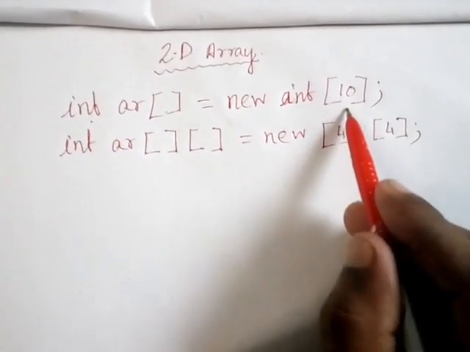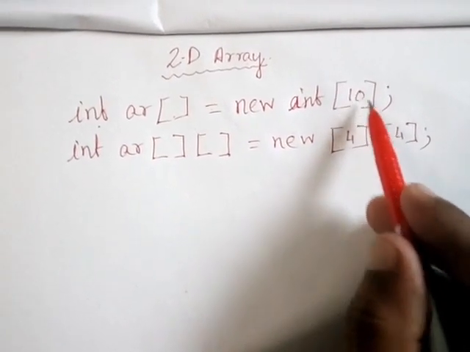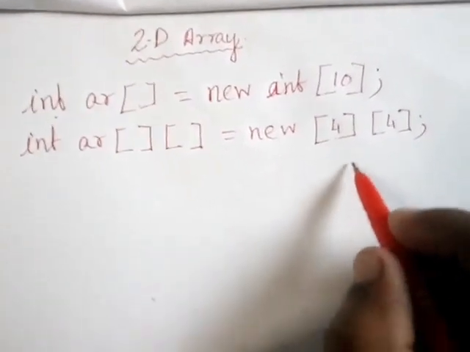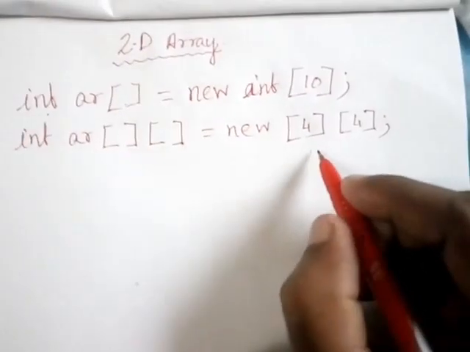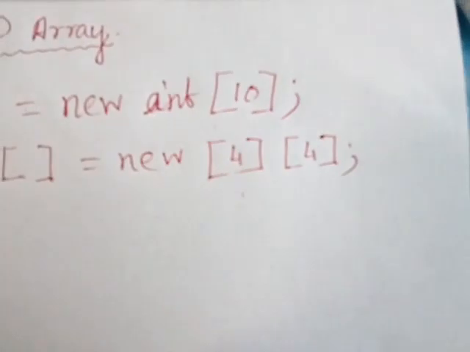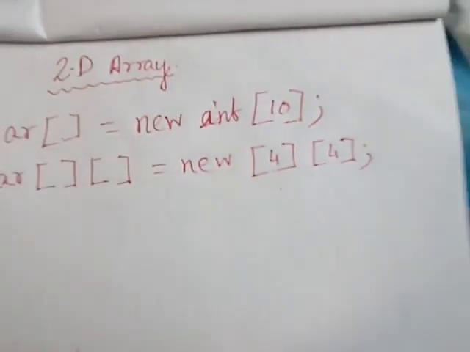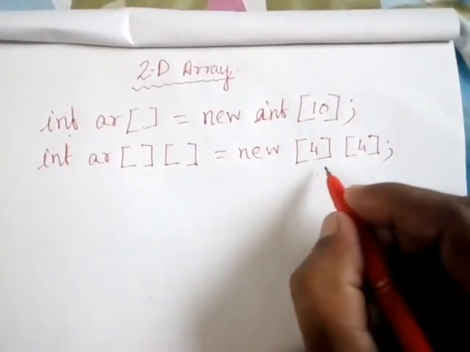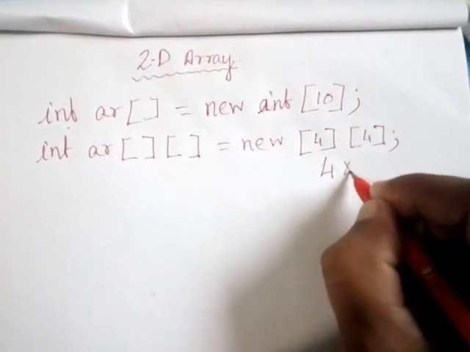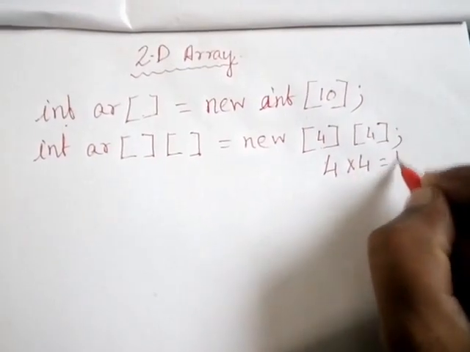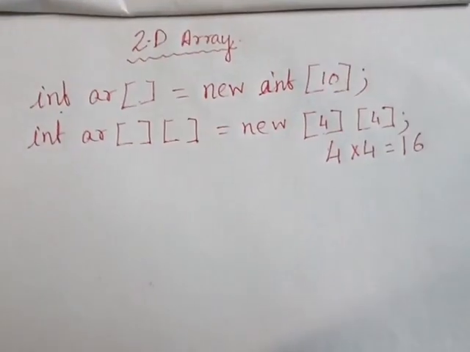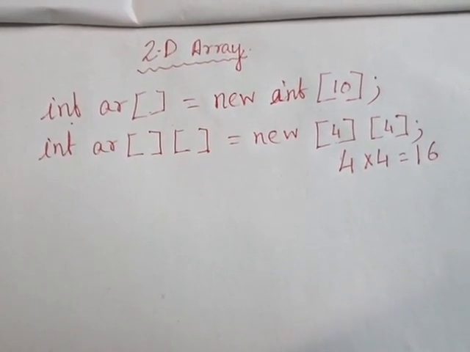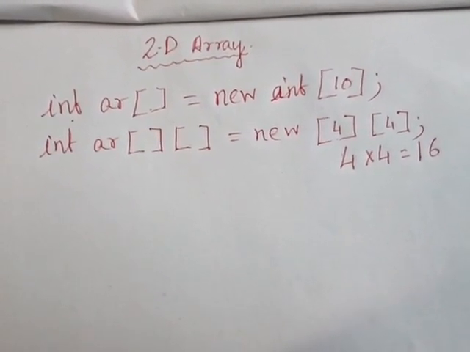Now you are thinking, sir, here we can understand 10 elements we can store, but here you have written 4 and 4, that means 4 plus 4? No. Whenever we write a two-dimensional array, suppose here it is 4 and 4, that means 4 multiplied by 4. That means how many total elements can we store? We can store a total of 16 elements in the array.